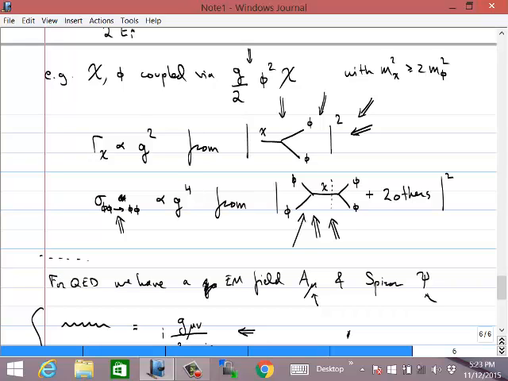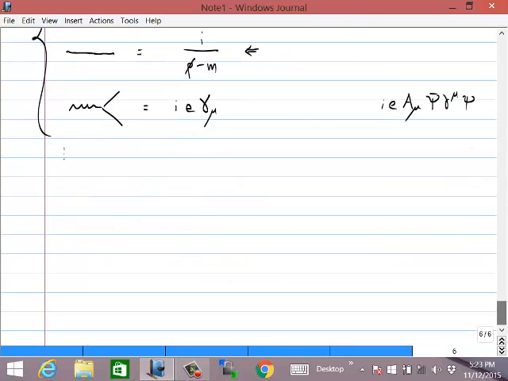So in particular, if you tried to do some process of the sort that you describe, where you take two phi particles and you scatter them together to make a chi particle, eventually what will happen is that chi particle will decay into two phis.